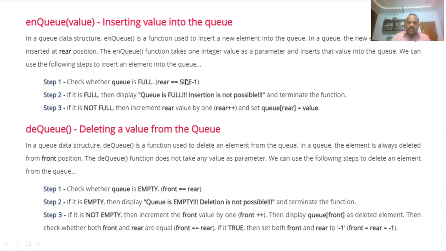Otherwise, if this condition is not satisfied, then go to the else statement. So the queue is not full. Then increment the rear value by 1, rear plus plus, and set q of rear equal to value. Then insert the value into the q of rear position. Clear? Rear equal to initial value minus 1, minus 1 plus 1 equal to 0. Q of 0 equal to value. Clear? This is inserting an element into the queue. So this is the algorithm for NQ.